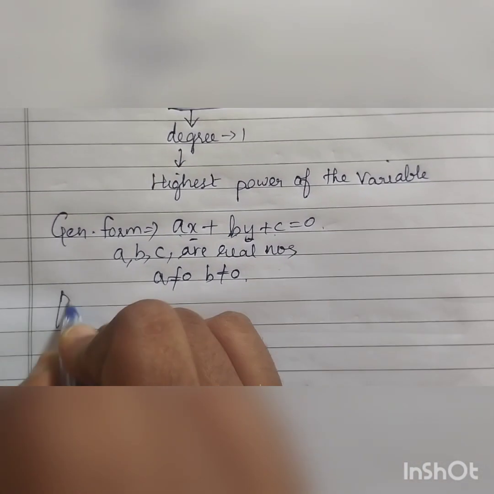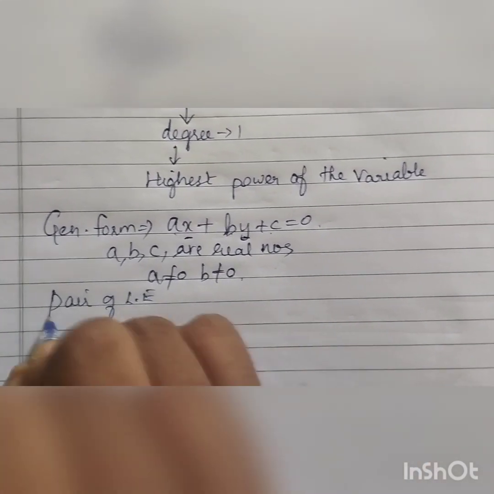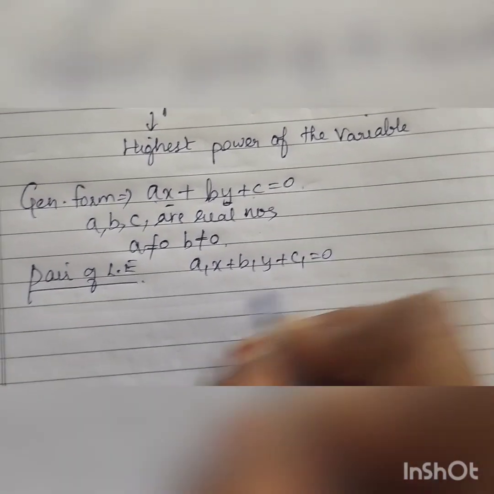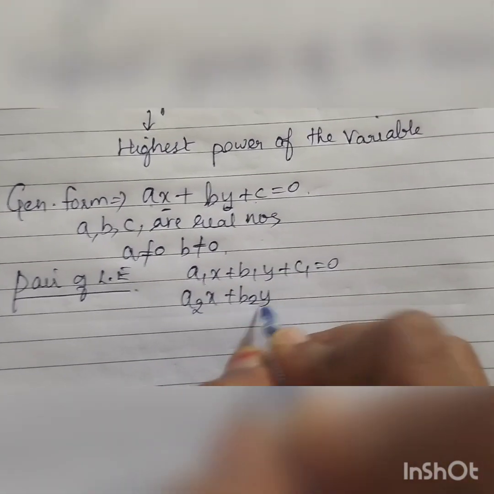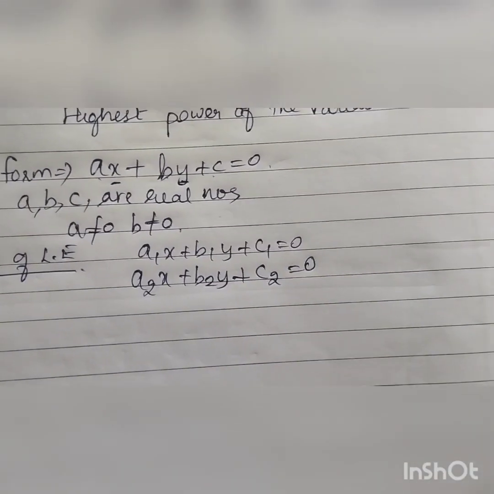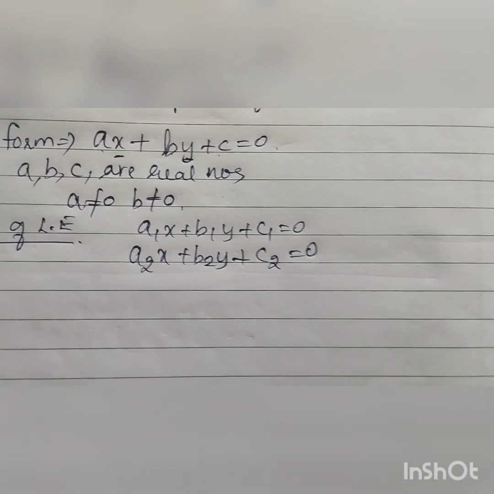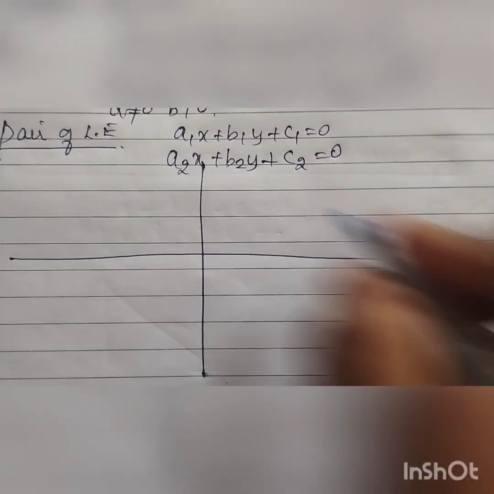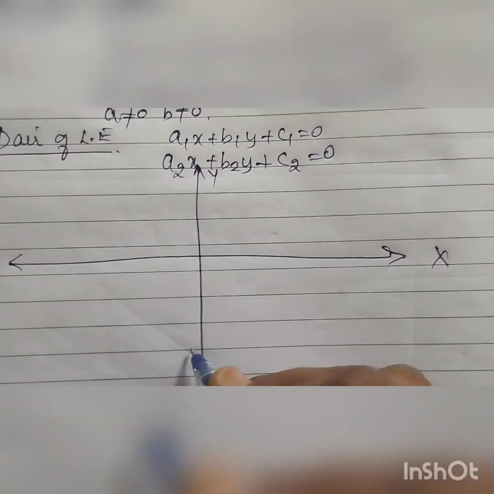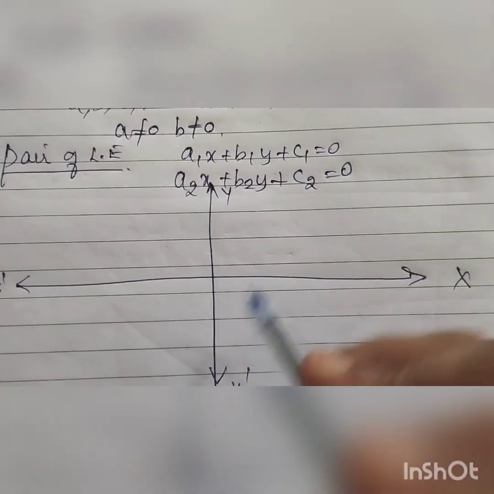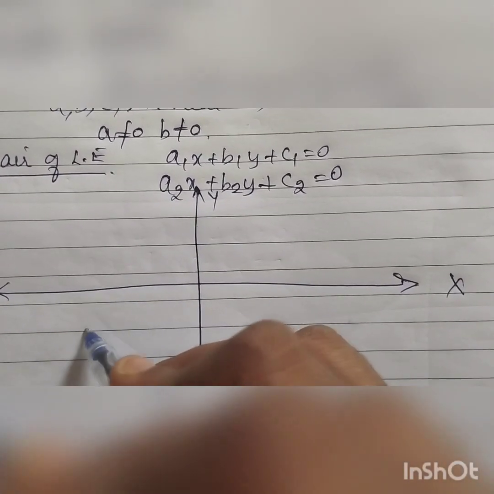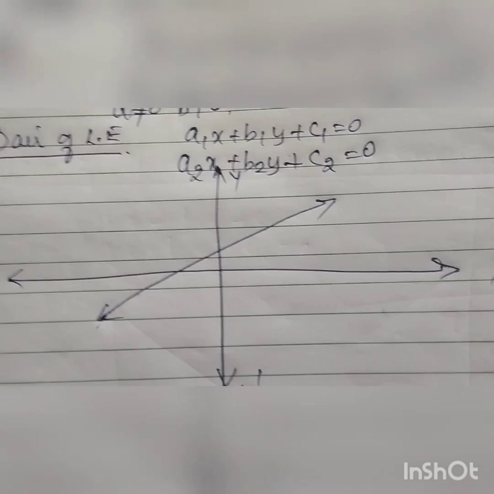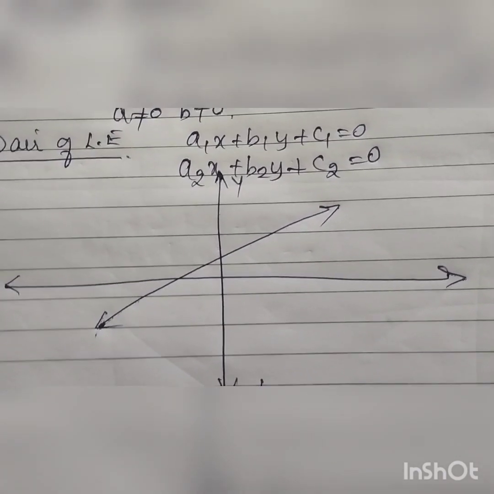Now we are going to see a pair of linear equations in two variables. For example, a1x plus b1y plus c1 is equal to 0 and a2x plus b2y plus c2 is equal to 0. Whenever we draw a linear equation on the Cartesian plane, with x-axis, y-axis, x dash and y dash, it will always be a straight line.